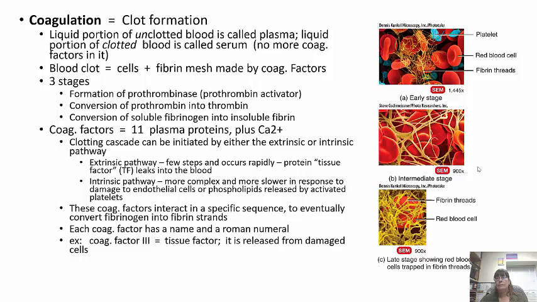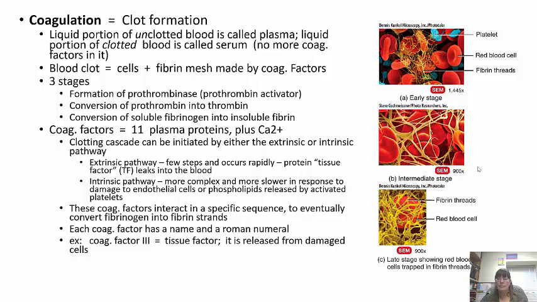There's 3 stages to it. The first thing that happens is prothrombinase is formed. As you can see, that's an enzyme and it's going to activate prothrombin. So that will activate prothrombin to convert to thrombin. Once it is converted to thrombin, that's going to activate fibrinogen, which is soluble, to convert to fibrin, which is insoluble. So now we have this fibrin mesh that came about, and it's going to be surrounding the cells, and it's going to cause the blood to clot and bleeding to stop.